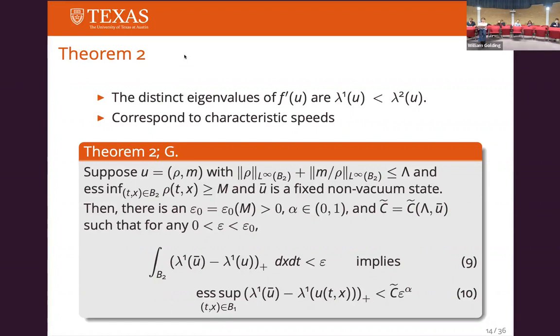So here, if I start with a bounded solution, and now we have to assume that you're not in vacuum, then basically, if I'm sufficiently close to a fixed state in L1, then I'm actually close to that fixed state in L infinity. So this is a type of partial regularity result in a weird sense. Notice there's this plus here, this positive part. So we can only get one-sided estimates here, and hopefully I'll show you why in a little bit.